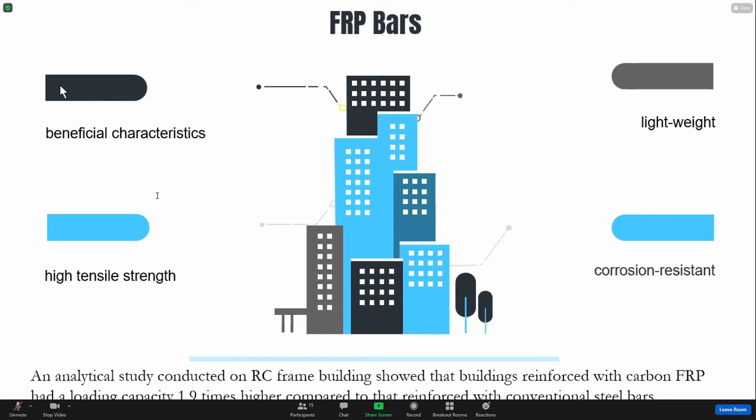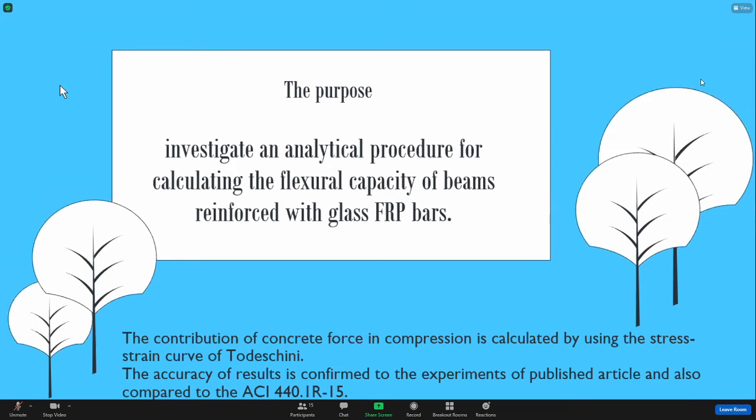FRP bars. Demand for the use of fiber-reinforced polymer, or FRP, bars in place of steel bars ascended when the market needs for non-porous reinforcing bars have been growing since the late 1980s. FRP bar is preferable because it has beneficial characteristics such as high tensile strength, lightweight, and corrosion resistance. So, the purpose of this research is to investigate an analytical procedure for calculating the flexural capacity of beams reinforced with glass fiber reinforced polymer bars.